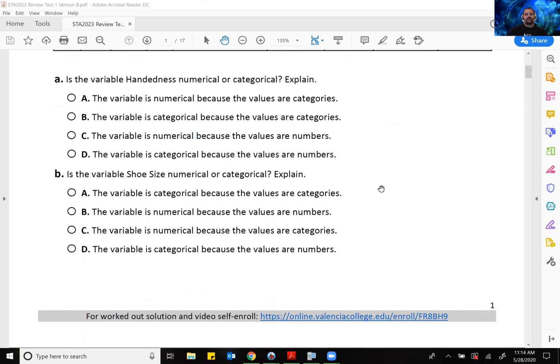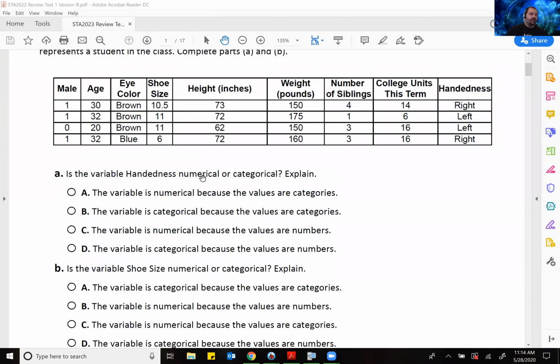Also, usually when they talk about numerical, it's all about when things are measured. So numerical values are stuff that you can measure. Like we can measure weight; we can put you on a scale and it measures you. We can measure your age and how many years old you are. We can measure your college units, how many classes you have taken. So we can measure that.